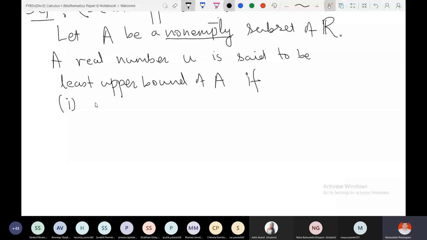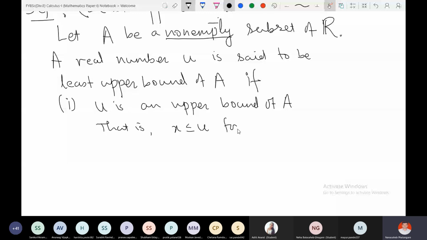So what is the first condition? U is an upper bound of A. First of all, it should be an upper bound, right? What does that mean? X is less than or equal to U for every X belonging to A. What is the meaning of U being an upper bound? Every element of the set is less than or equal to U. This is the first condition.